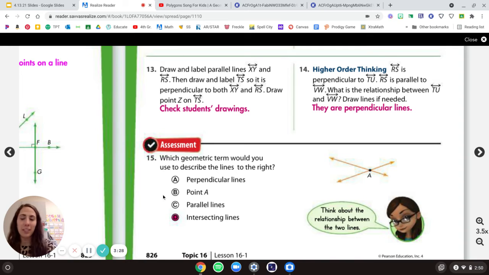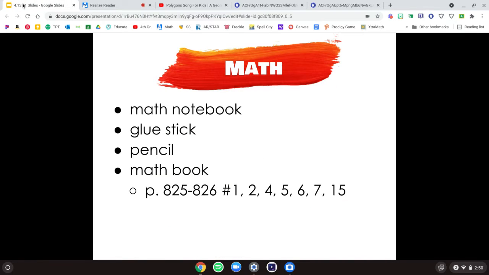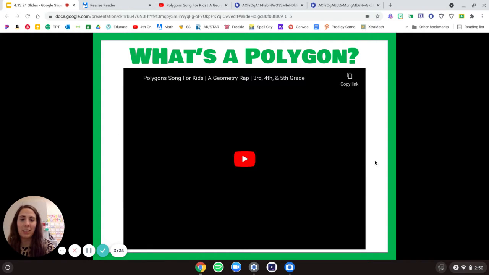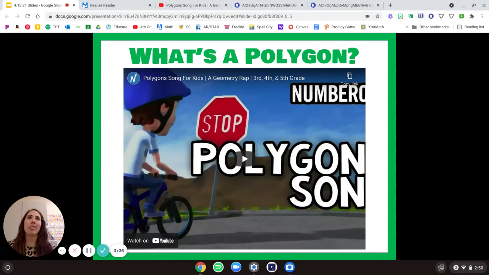Okay, so now let's jump into math for today. So we're going to talk about what is a polygon. And it's okay if you don't know. But by the end of today, for sure, I bet even by the end of the song that we're going to listen to, you'll be able to tell me what is a polygon and what is not a polygon. So we're going to start by watching this video together.